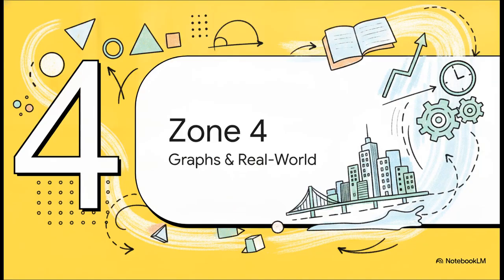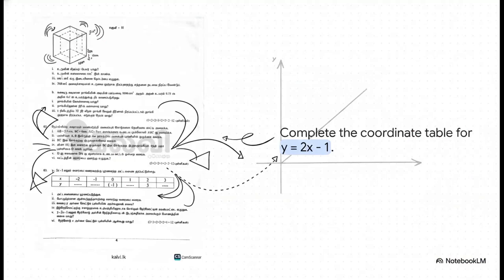And that brings us to our final stretch, Zone 4, Graphs and Real-World Math. First up in this zone, we have graphs. And graphs are really just visual stories of algebra. In question 3, the exam asks you to complete a coordinate table for the straight line equation y equals 2x minus 1. You're given some x values, and you have to figure out the missing y values.